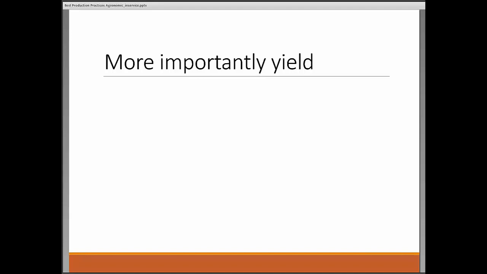So we can have that no-till and all the benefits with no-till without actually being full no-till, and we can get those better yields associated with it.